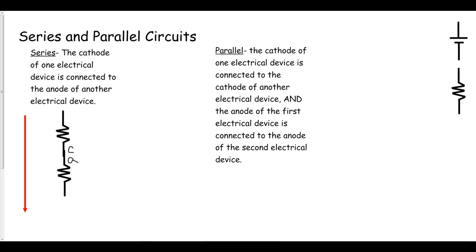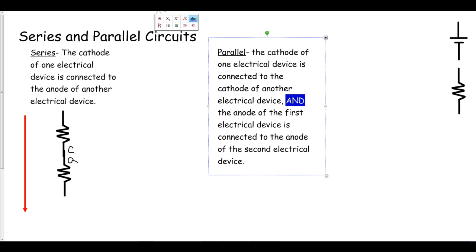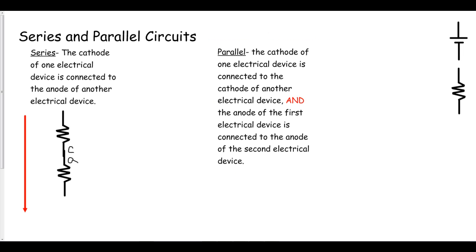Okay. The next type of circuit that we have is a parallel, and this one's important to look at how it's worded. It says the cathode of one electrical device is connected to the cathode of another electrical device, and here, see the "and," let's make that important. And the anode of the first electrical device is connected to the anode of the second electrical device. So these need to be connected electrically.